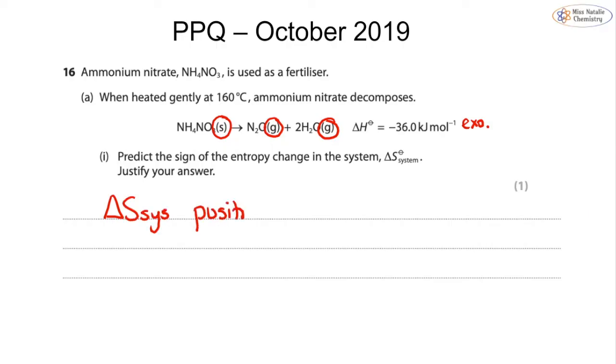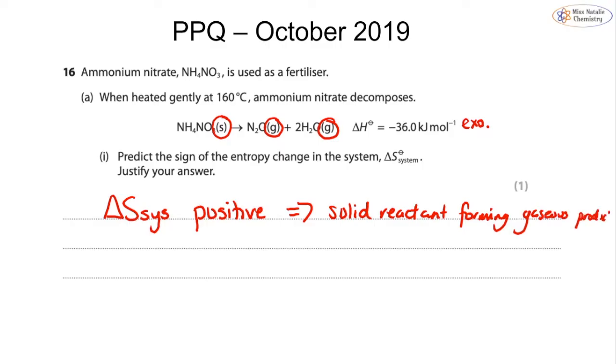is positive because you have a solid reactant forming gaseous products. And that gives us our increase in entropy.